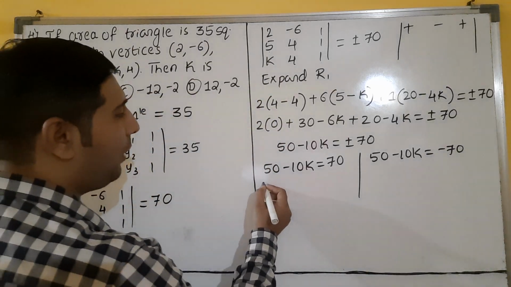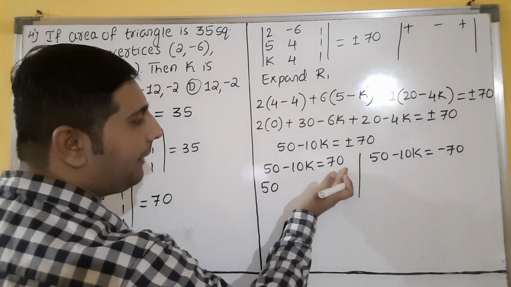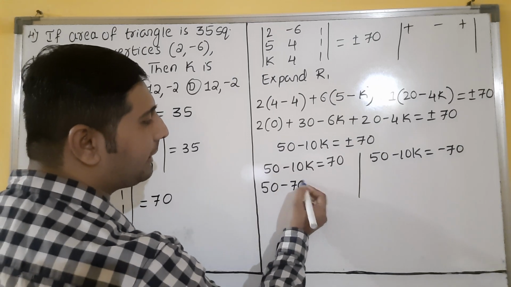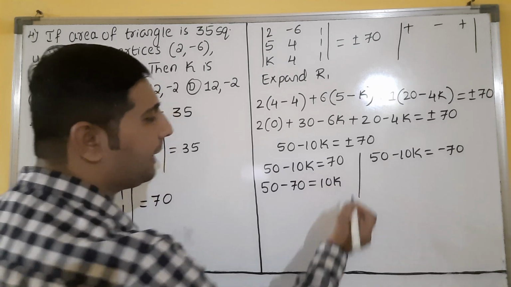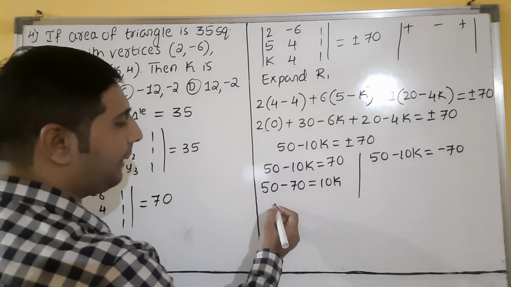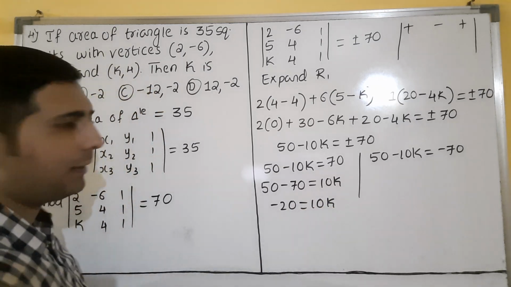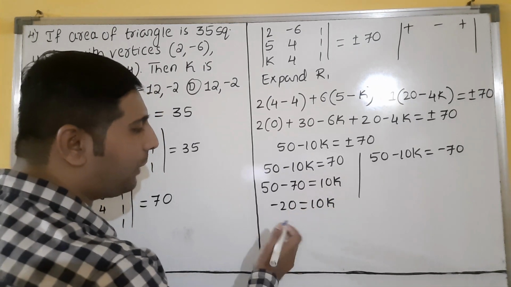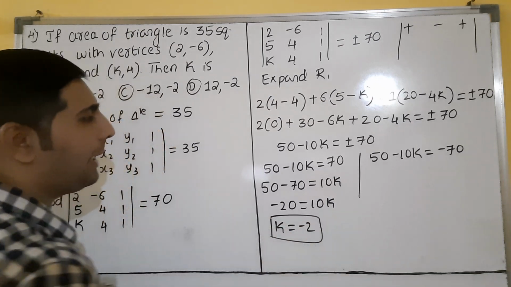So now see here, what will happen? 50 minus, see here, plus 70 you take this side, it will become minus 70. Minus 10k you take that side, that will become plus 10k. So 50 minus 70 is what? Minus 20 is equal to 10k. 10 twos are 20, dear students. That will become minus 2. The k value is becoming minus 2 now.